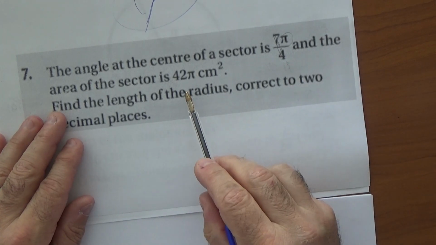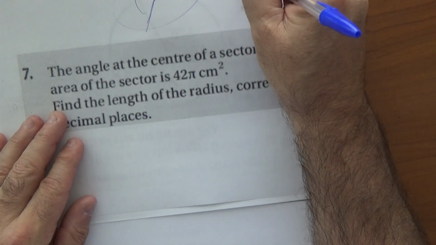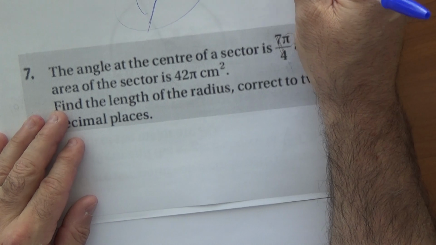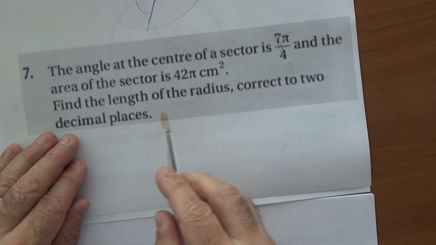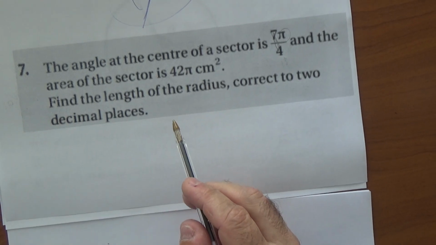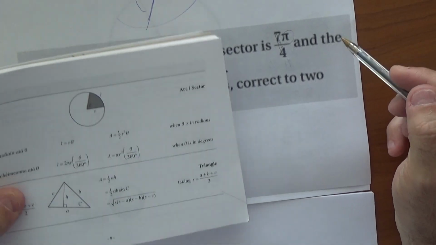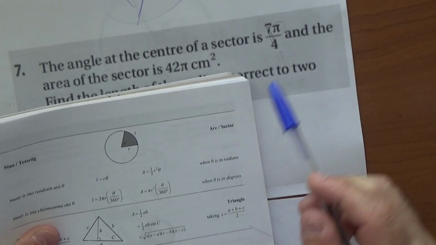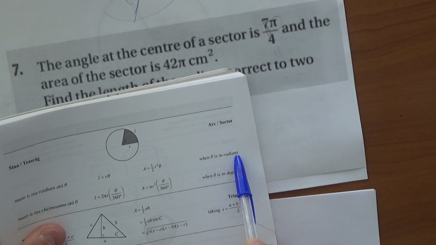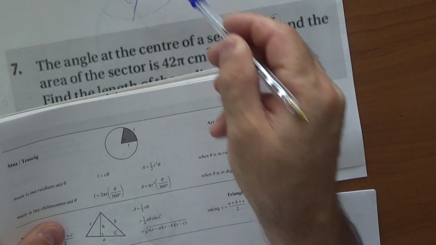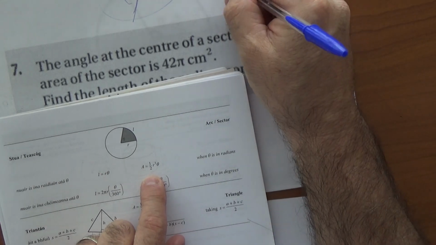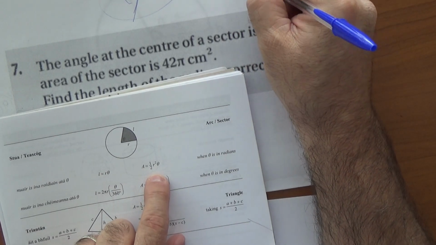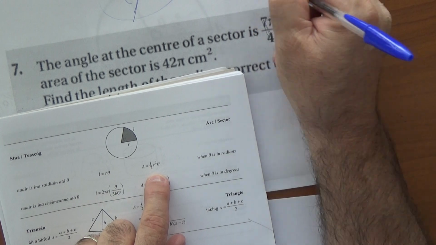And the area of the sector is 42 pi centimeters squared. Find the radius. So this is going to help us get our careful thinking going on here. So we think, well, are we working on the top line in radians or the bottom line in degrees? Well, everything is in radians here, so we're talking about the top line. So the top line is telling us that the area is equal to r squared theta over 2.